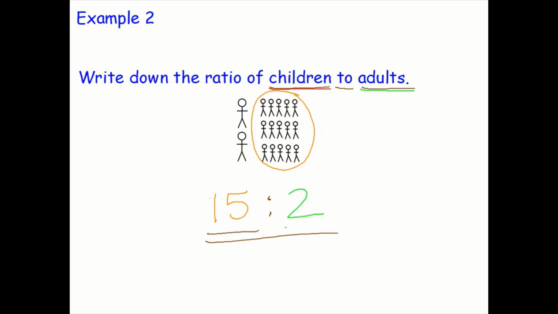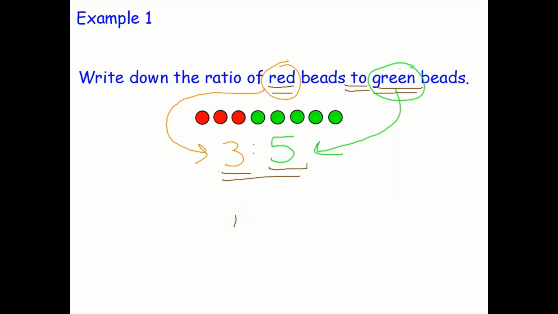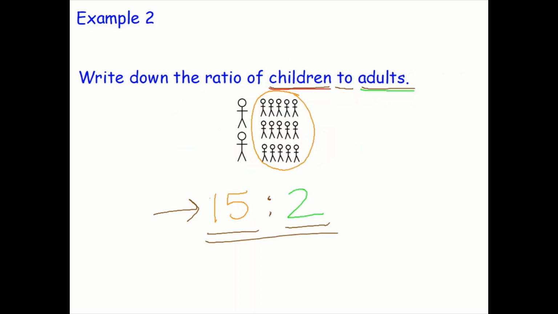15 to 2. Okay, it's really important the order is correct. You've got to put it in the right order. It is not, as some people think, always the smaller number that comes first. That is not the case. It is whatever it asks you to do. So in this case, it asked me for the children first, and there happen to be 15 children, so that is the number that comes first. 15 to 2.